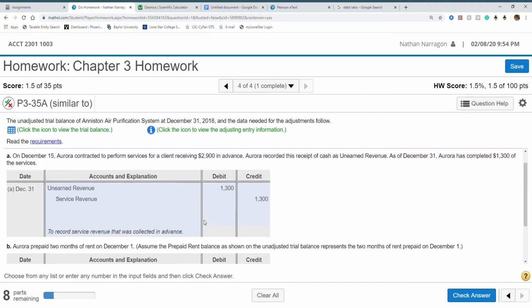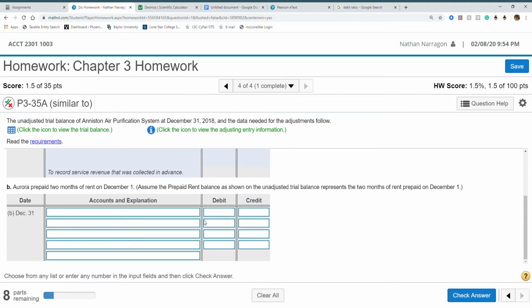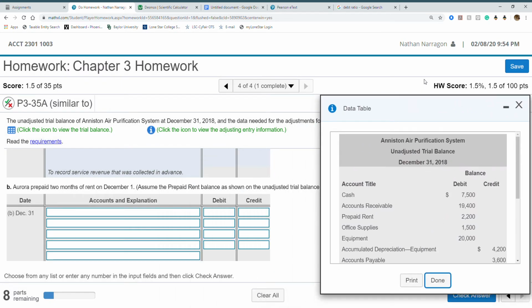Okay. Part B. Aurora paid 2 months of rent, so this is prepaid, on December 1st. Assume that the prepaid rent balance as shown on the unadjusted trial balance represents the 2 months of rent paid on December 1st. Okay, so we need to look at the trial balance. So we're going to click here. There it is. And we're going to look at the prepaid. So she paid 2 months of rent on December 1st. So it's $2,200.